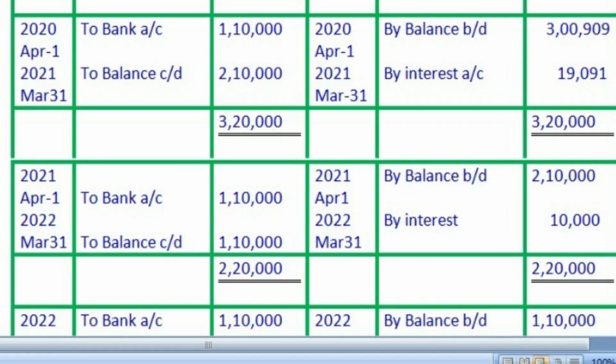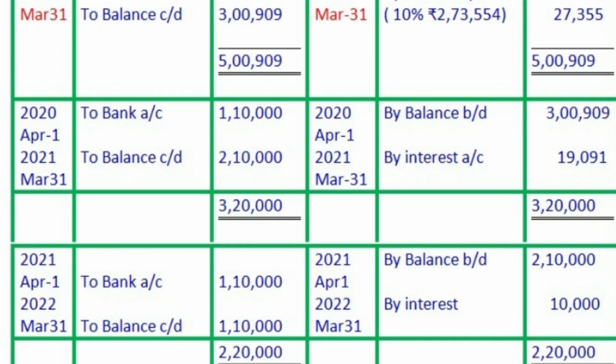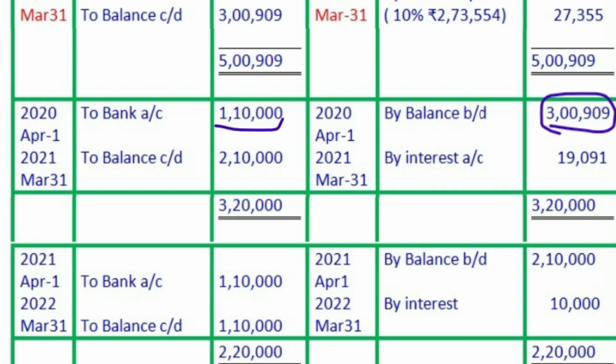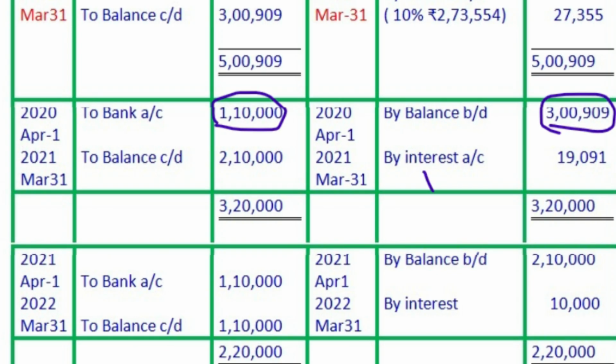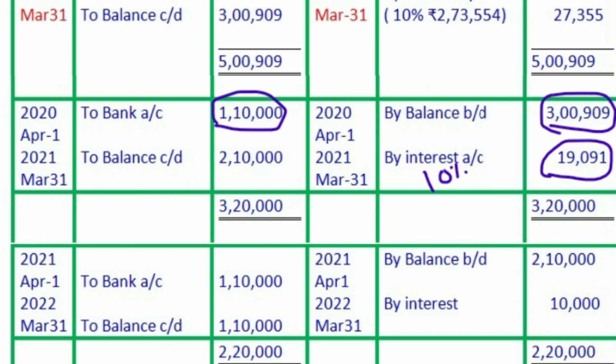3,909. Now the interest for the second year on this balance is to be calculated. So interest on 3,909 minus 1,10,000, so the balance is 1,90,909. On that balance, interest rate 10%, and this is 19,091, and it is for the second year interest.